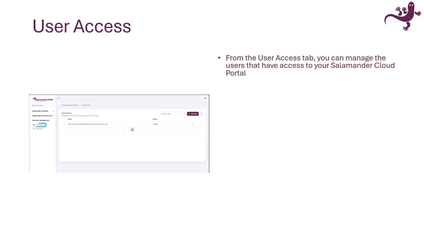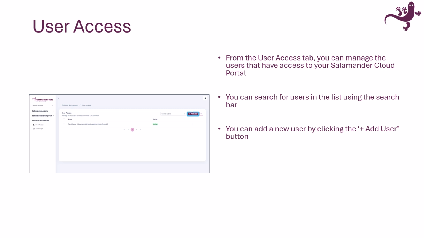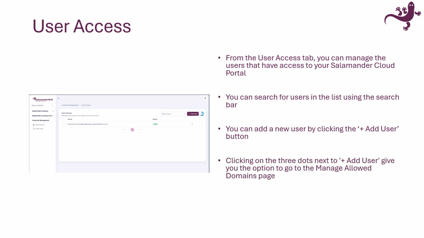From the User Access tab, you can manage the users that have access to your Salamander Cloud Portal. You can search for users in the list using the search bar. You can add a new user by clicking the Add User button. Clicking on the three dots next to Add User will give you the option to go to the Manage Allowed Domains page. Clicking on the three dots next to a user gives you the option to edit or remove a user.